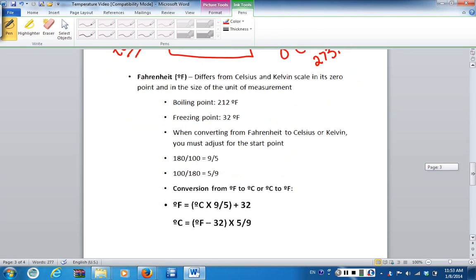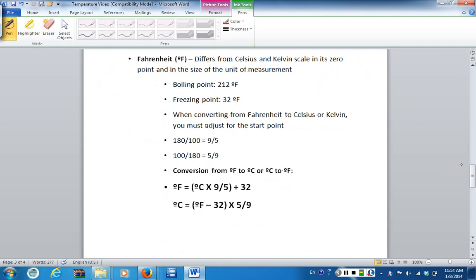Now, Fahrenheit's a little bit more difficult because, again, we have a difference in our starting point, but also a difference in the units in between. It's no longer 100, but rather 180. So when we convert, we have to account for the difference in the starting point and account for the 180 units. So how we do that is compare it to 100. So we either are going to have 9/5 or 5/9. So the formulas for converting between Fahrenheit and Celsius are given here.